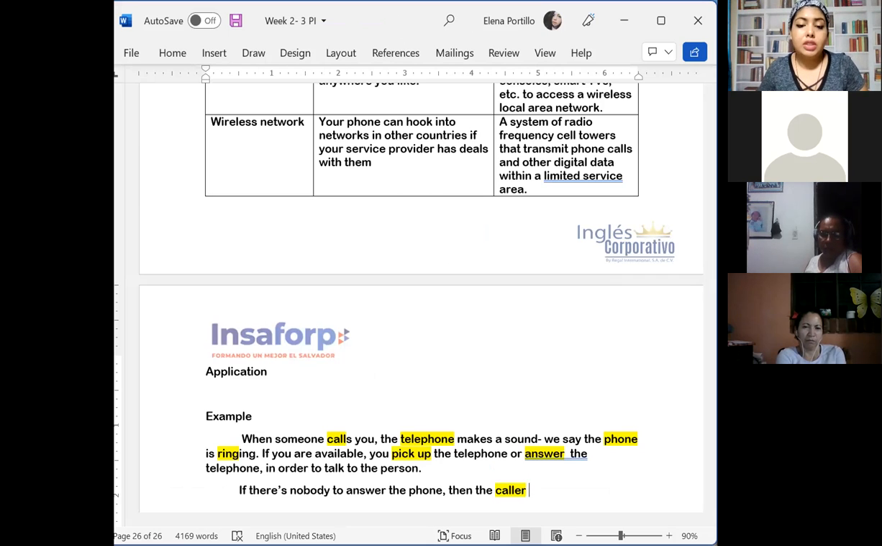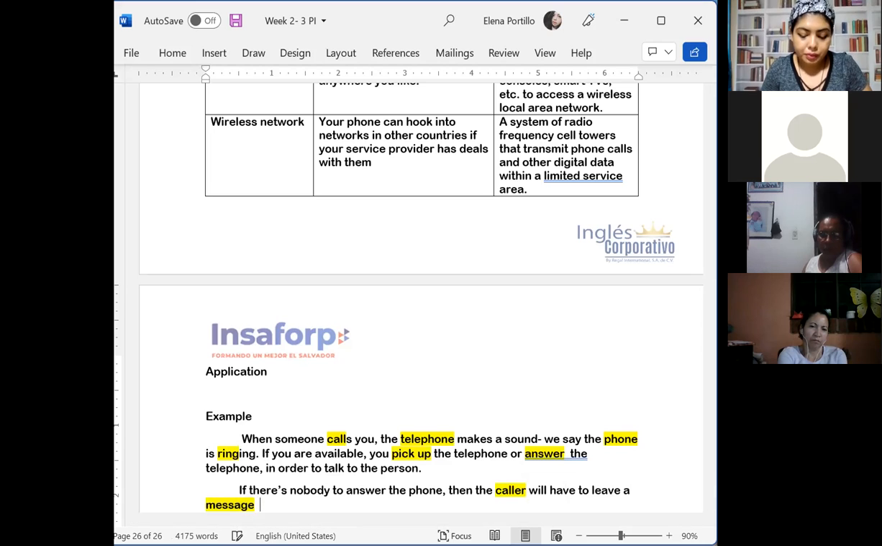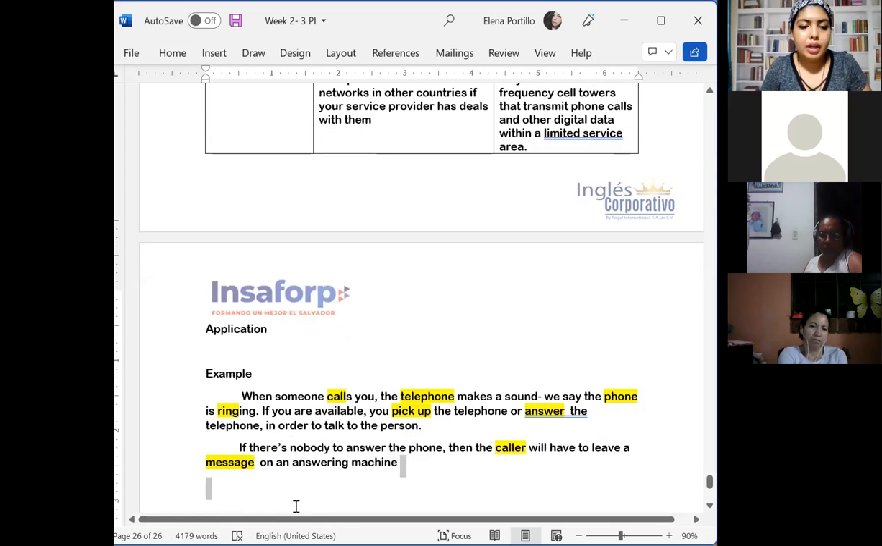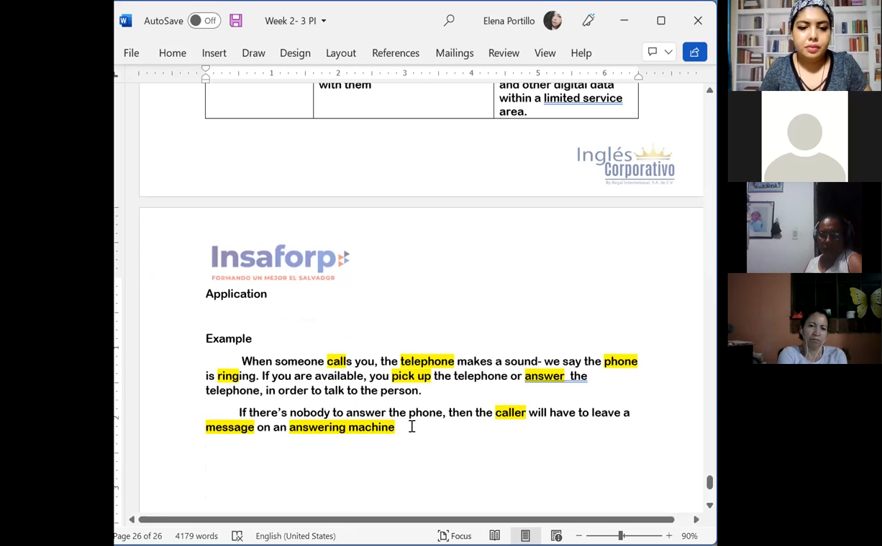We have to leave a message. We're going to mark this one, that is a message, on an answering machine. Another phrase that we were learning in the vocabulary: answering machine or voicemail.